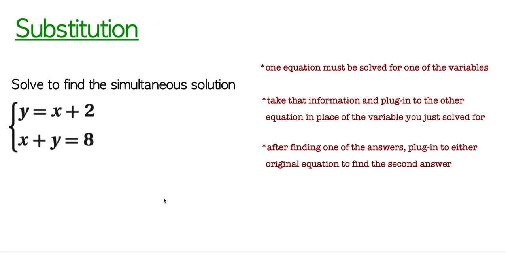So the first thing we generally are going to do in the substitution method is, we have 4 different variables up here. We have a y, we have an x, we have an x, we have a y. We want to pick one of those to solve for. Usually we pick the easiest one to solve for, or in some cases, is one of them already solved for?